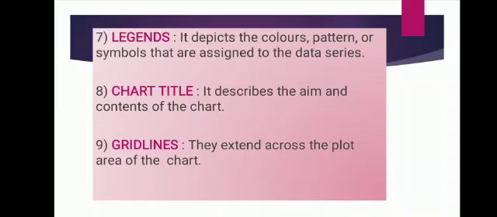Next is chart title. As the name suggests, it describes the aim and content of the chart. It means the topic, heading or title for which you made the chart. Next is grid lines. Grid lines can either be horizontal or vertical depending on the selected chart type, and they extend across the plot area of the chart. So grid lines make it easier to read and understand the values. So these are the 9 components of the chart that are very important while using the chart program. Okay.